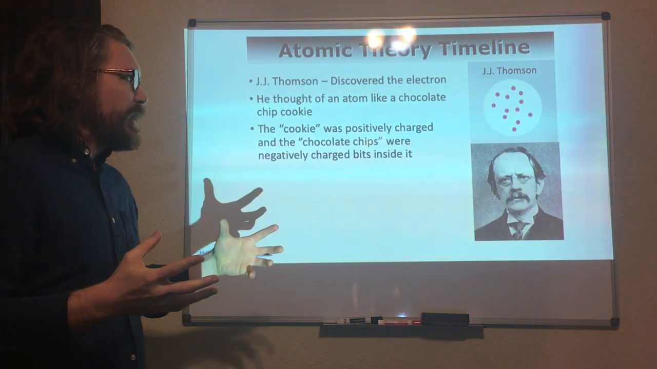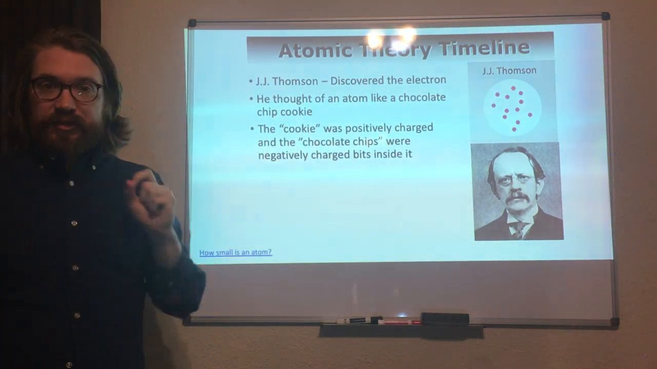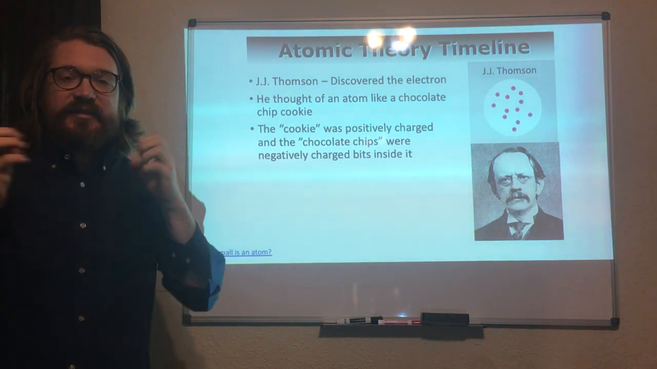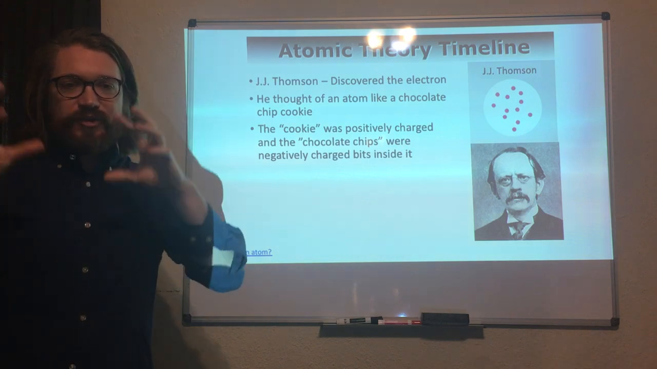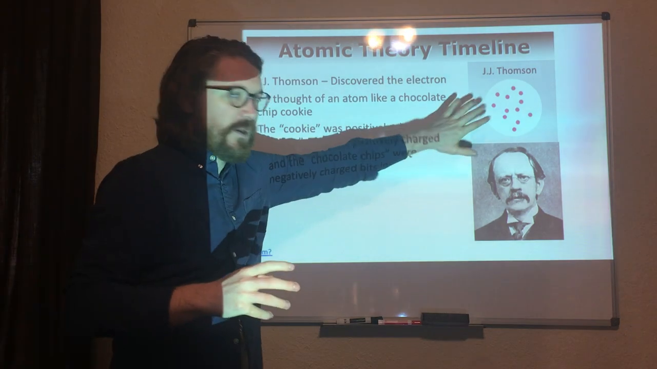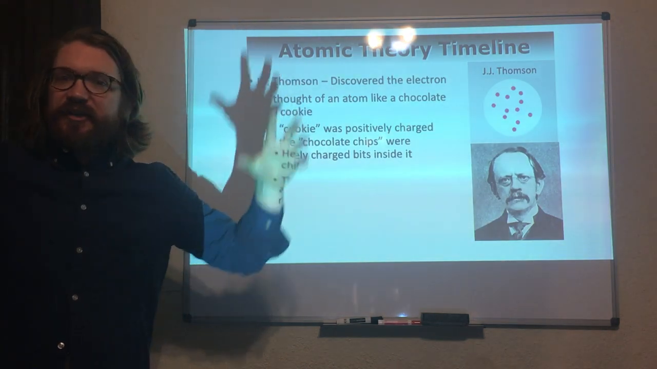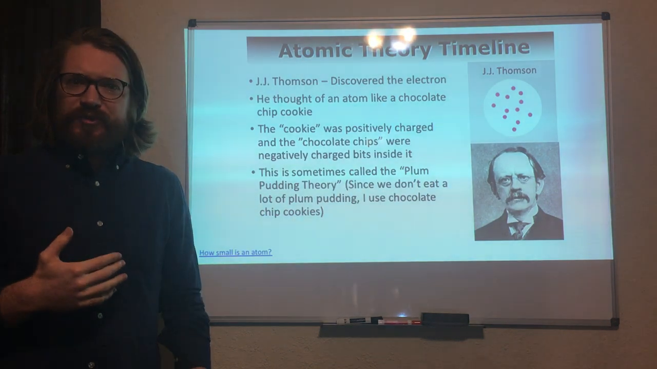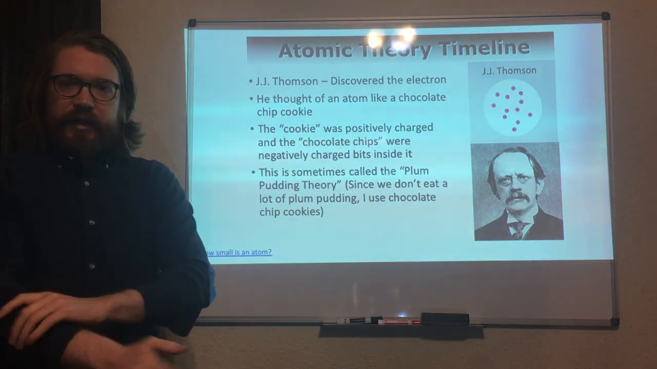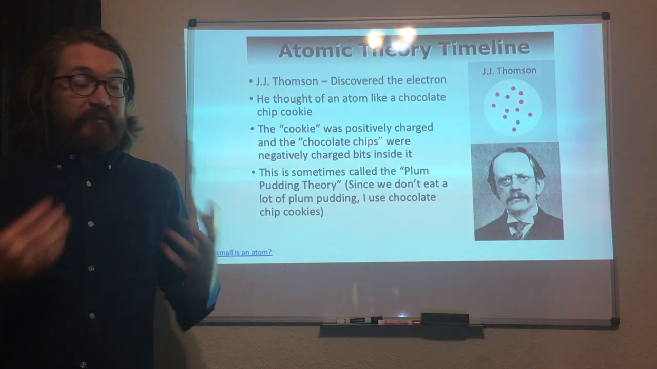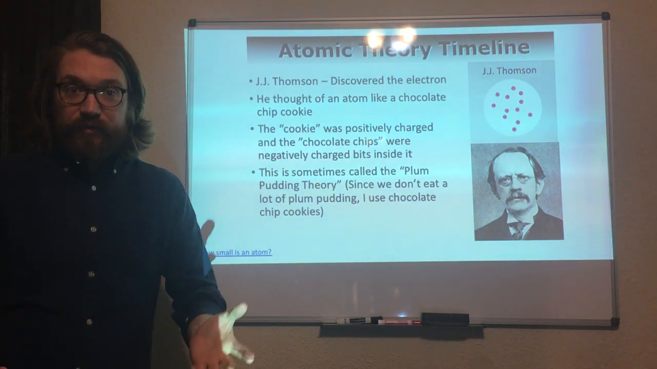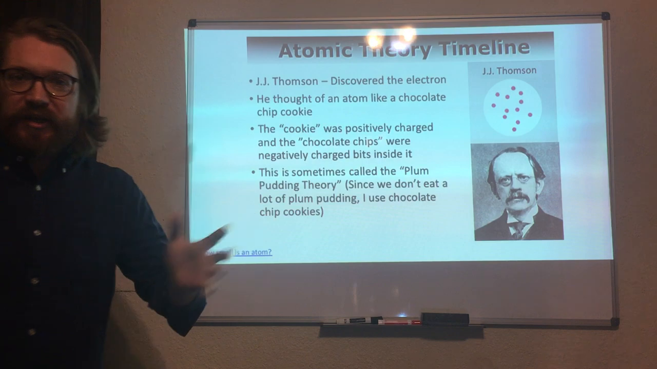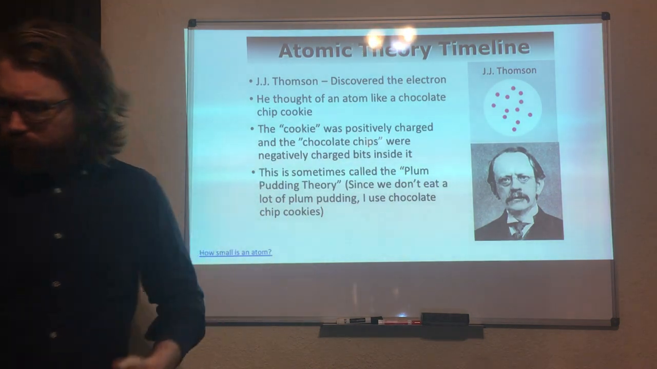Inside of that cookie, there were these little chocolate chips, and he thought those were the electrons. So you have the positive cookie, and you have the negatively charged little electrons just kind of spread about. When you see this model, it'll often be referred to as the plum pudding model. Plum pudding is a British dessert. I've never had plum pudding, I doubt you have, so that's why I call it the chocolate chip cookie model, but you will see it as the plum pudding theory or the plum pudding model.